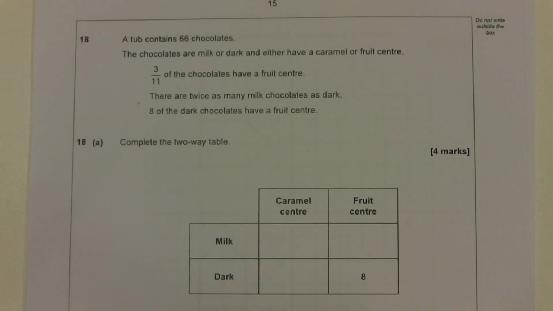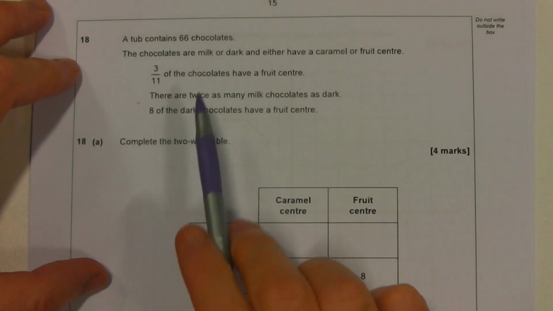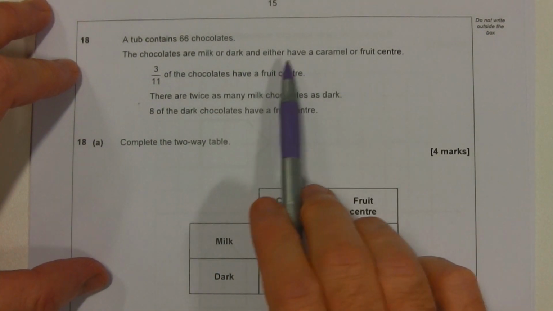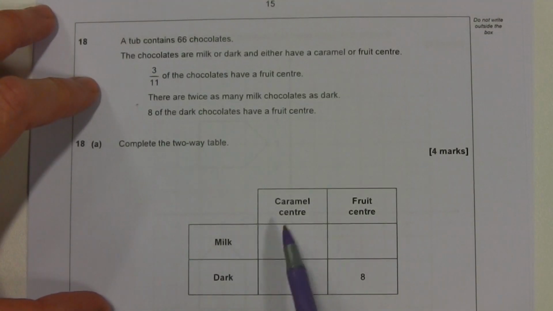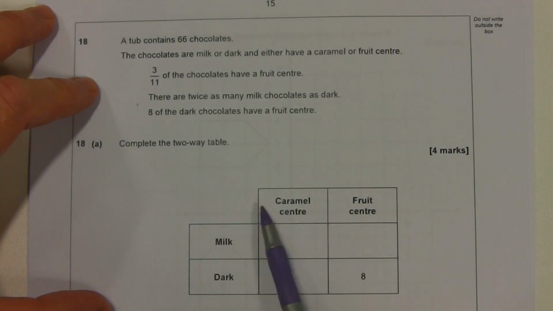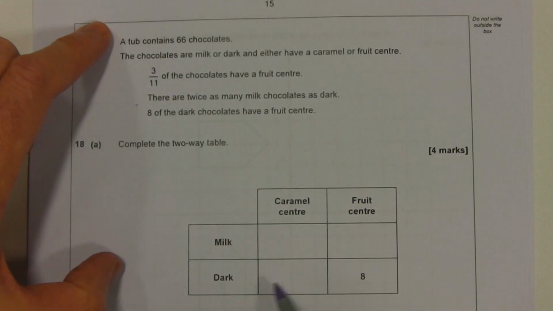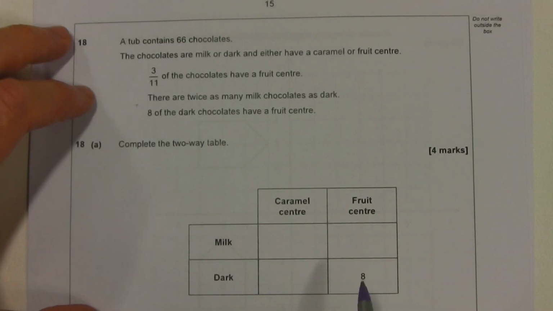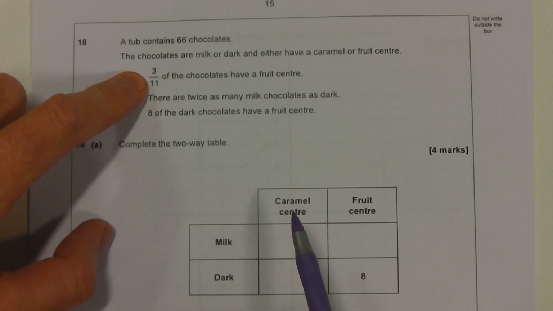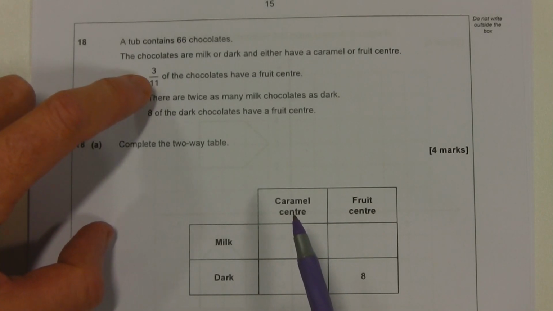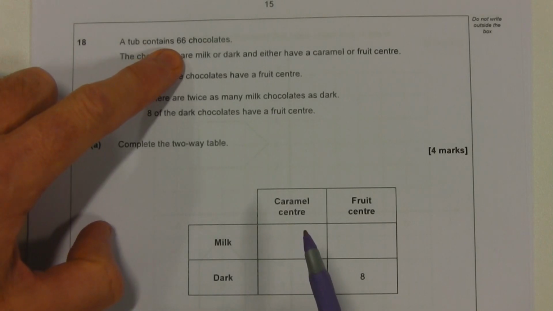Okay. Question 18. We've got a tub with 66 chocolates in, and they are milk or dark, and either have a caramel or fruit centre, and that's shown on this table. Milk or dark, caramel or fruit. So all 66 need to be on this table. And it tells us that 3 out of every 11 chocolates have a fruit centre. Now that does mean there's only 11 chocolates. We already know there's 66.